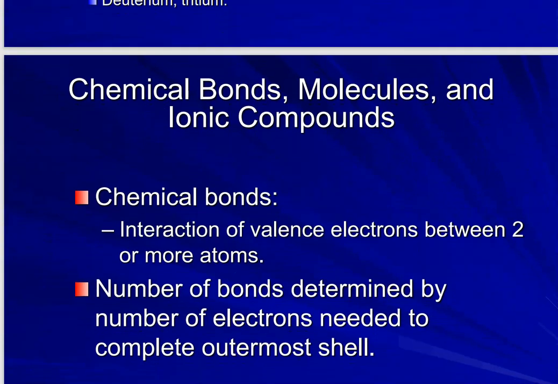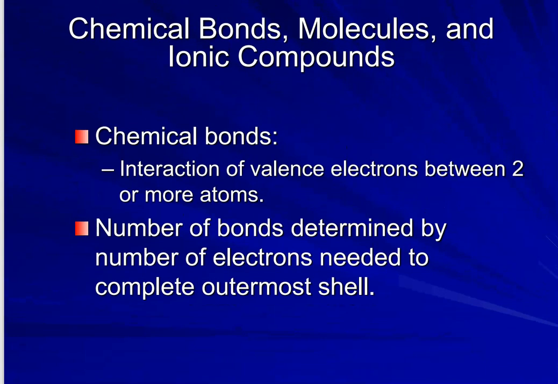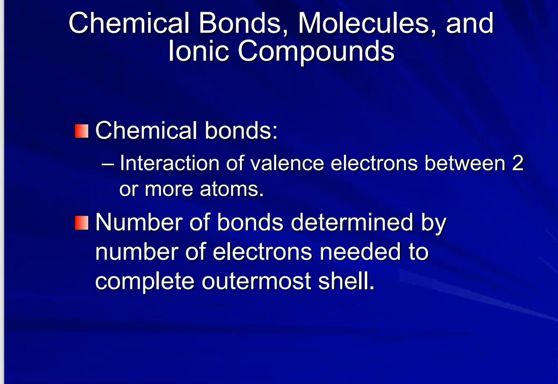Okay, let's take a look at chemical bonds, molecules, and ionic compounds. A chemical bond is when two or more atoms start interacting with one another. And it's always about the interaction of these valence electrons. So it's always the outer shell electrons.